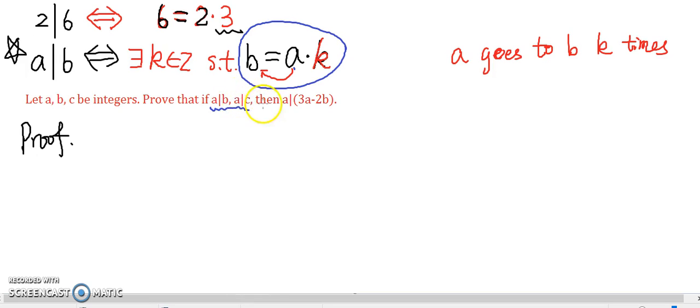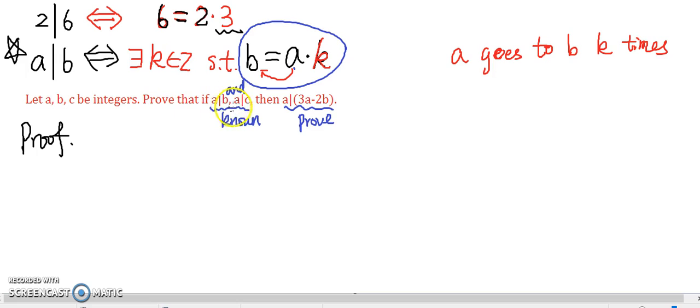Okay, so let's see what we know. This is a conditional statement. There are 2 conditions we know, and we can put an and between them, so we know both of them. This is what's given, or what's known. With what's given, we want to prove this result or conclusion. This is something we need to prove, so we don't know that. You cannot say A goes into 3A minus 2B, because it's the conclusion we want to prove. Okay, so let's see how we write the proof down.